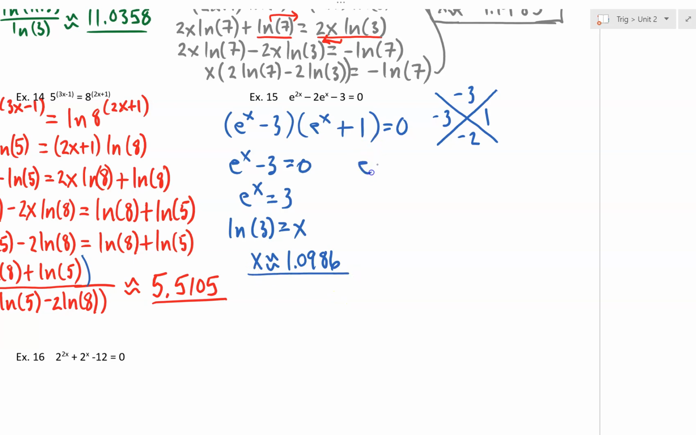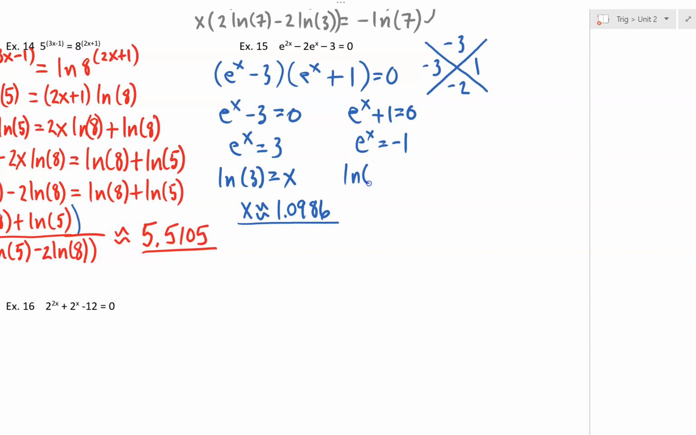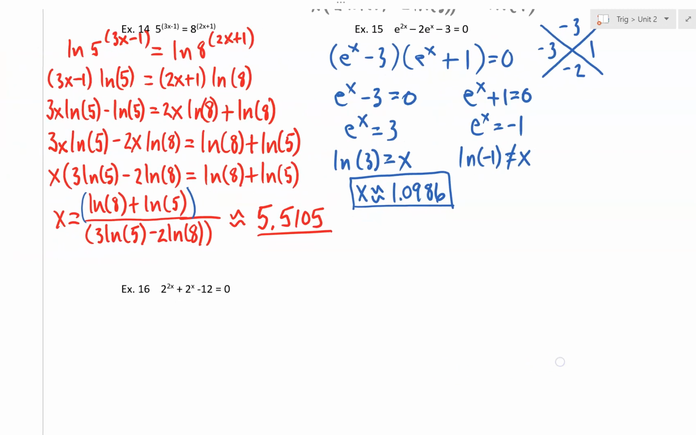And then looking at the other answer, I would have e to the x plus 1 is equal to 0. So e to the x is equal to negative 1. Then if I were to do the same thing, I would have the natural log of negative 1, which is equal to x. But hopefully you realize that this can't happen because you can't take the natural log of a negative number. So at that point, we should hopefully understand that there's only one answer, and it's this one. Hopefully we see that.